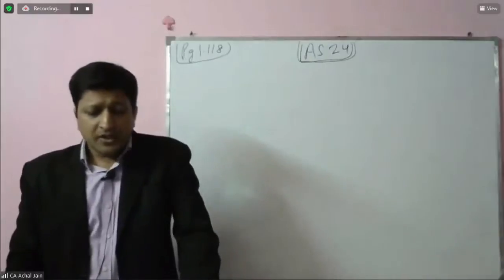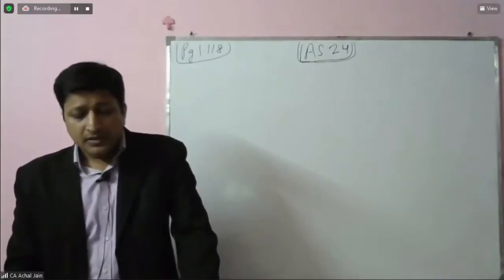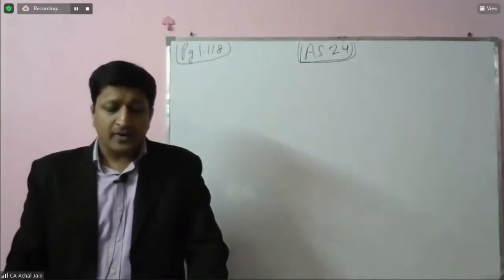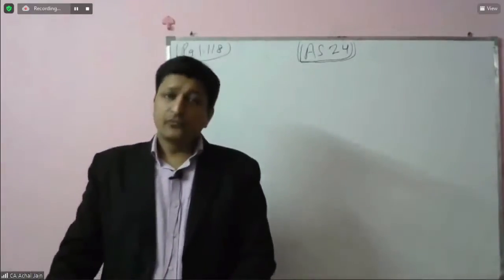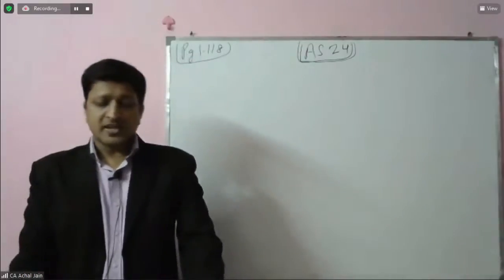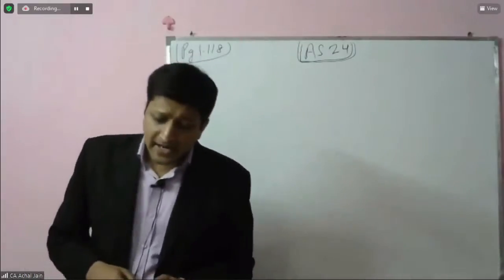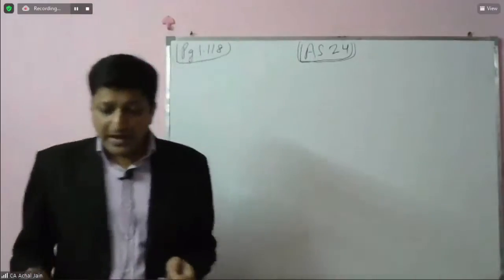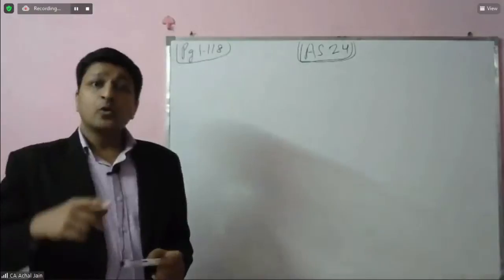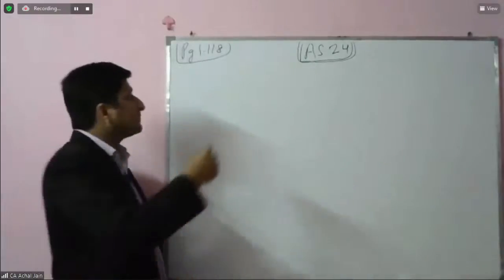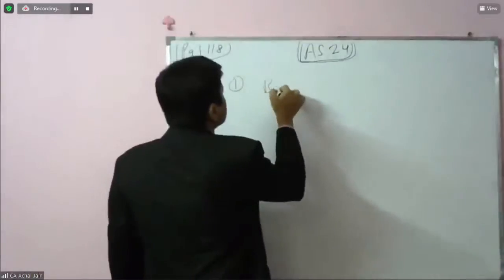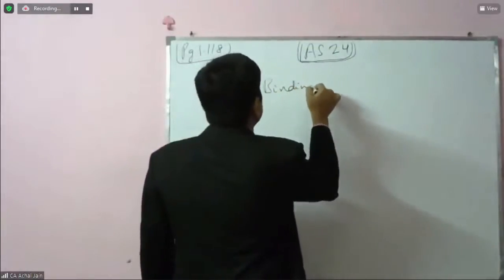With respect to discontinuing operation, the initial disclosure event is the occurrence of one of the following, whichever occurs earlier. So what's the event? Either the entity has entered into a binding sale agreement for substantially all the assets of that discontinuing operation. So there is a binding sale agreement.